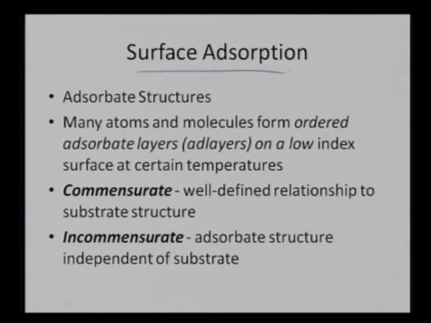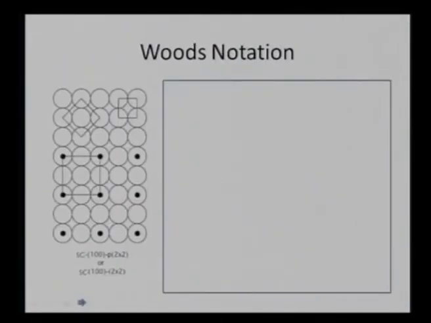So coming to surface adsorption, many atoms can form ordered adsorbate layers on lower index planes. It can have a very defined relationship, which is commensurate, or it can have a random structure independent of the substrate, forming an incommensurate structure. Again, this might depend on the temperature and on the chemical species available on the surface. So there are certain criteria for defining surface adsorption, and certain notations have been developed. One is called the Woods notation.